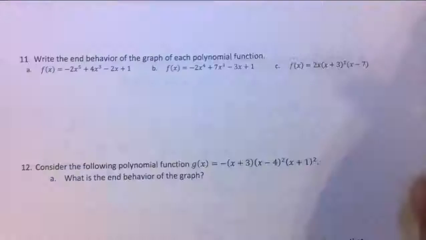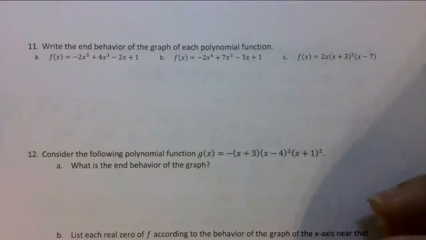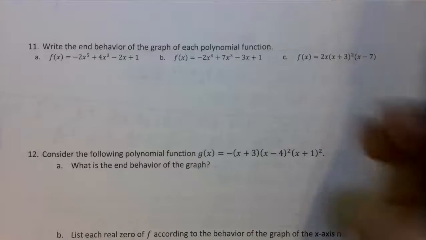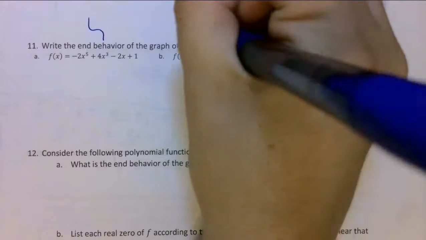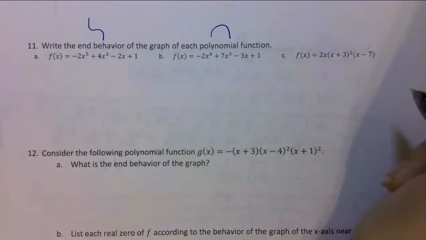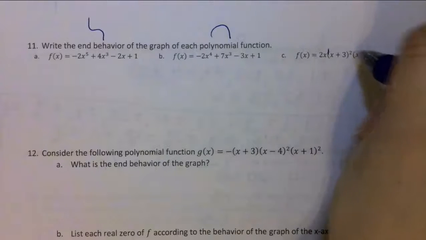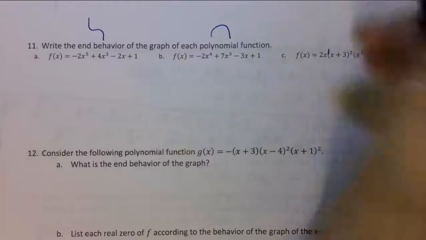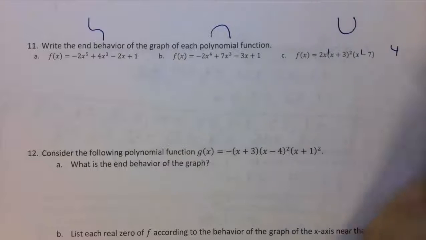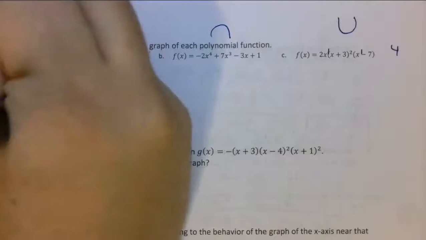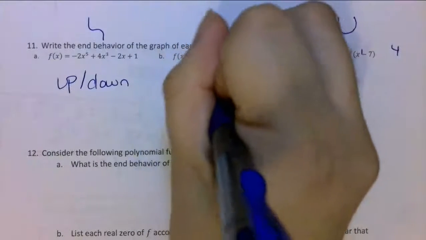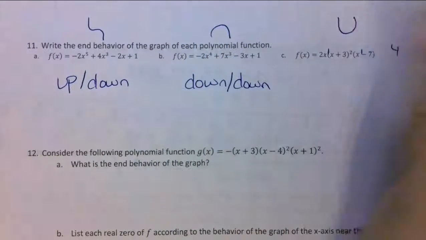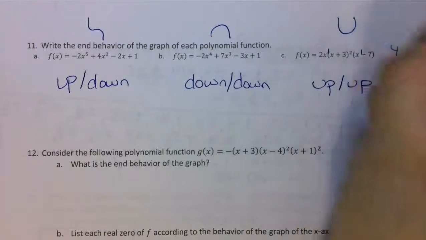Number 11 wants me to write the end behavior of the graphs. On the test, it's not going to have it in math notation, it's going to have it in words. So this one is an odd that's negative. It looks like this. This one is an even, it opens down. And this one, I have to add my exponents. I have 1, 2, and 1. That adds up to 4. It's positive, so it's U-shaped. This one goes up, then down. This one goes down and down on both sides. This one goes up and up.